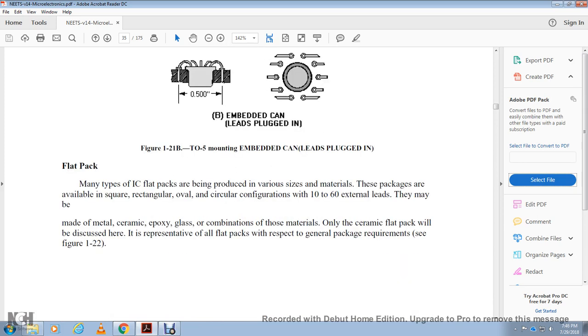Flat pack. Many types of integrated flat and circular flat packs are being produced with various sizes of material. These packages are available in square, rectangular, oval, and circular configurations, with 10 to 16 external leads. They may be made of metal, ceramic, epoxy, glass, or a combination of materials. The only ceramic flat pack we discuss here is representative of all the flat packs and will respect the general package requirements.